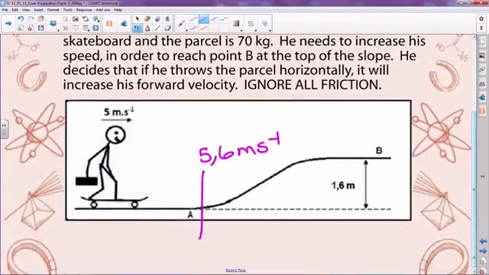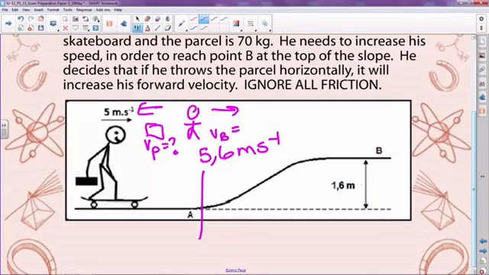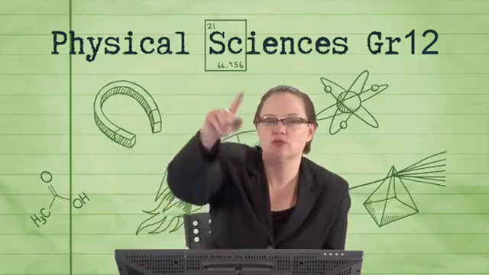So you look at this and you go, one object before, boy and parcel, 2 objects afterwards. We want to know what velocity the parcel needs to be thrown at in order for the boy to have a velocity of 5,6. And together they start off at 5. Okay? So I'm going to give you 2 minutes again, because this one's a little more difficult. So I'm giving you 2 minutes to tell me what velocity the parcel has to be thrown at, and your time starts now.